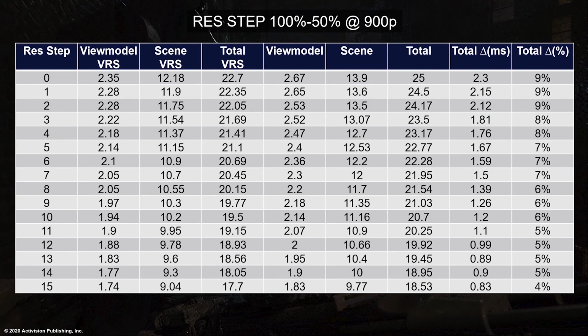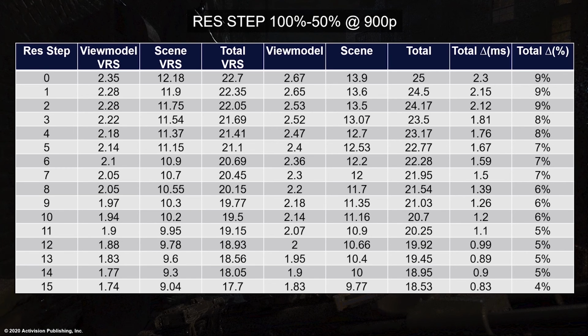Looking at the actual numbers, we start from a high level of 9%. We're talking about 900p here. So we have a 9% solid gain, and it goes all the way down to about 4% gain for the full frame at half resolution of 900p. So the gains are still there, but they're definitely not as prominent as in the 4K scenario.